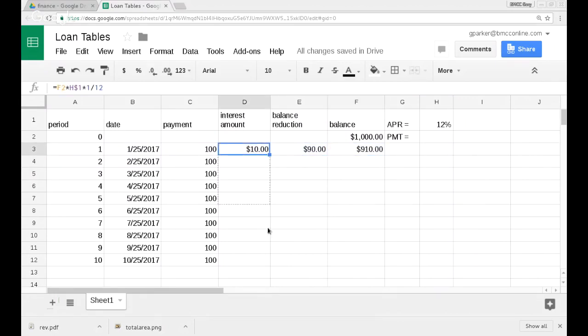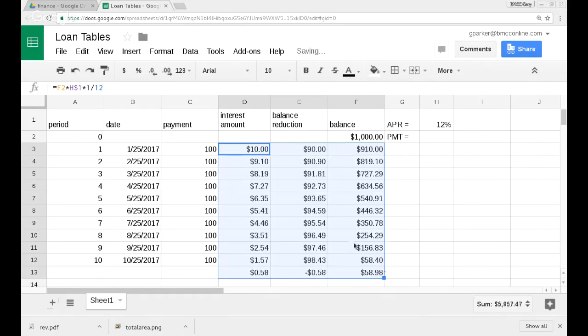You can grab them one at a time and fill them down. At first, you get some weird results because there's no corresponding entries. Alternatively, you can highlight a whole bunch of them and fill them down at once. And if they're right, then things should start working out.